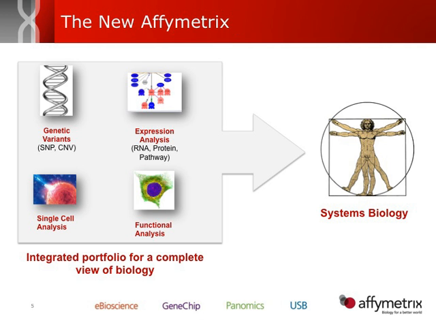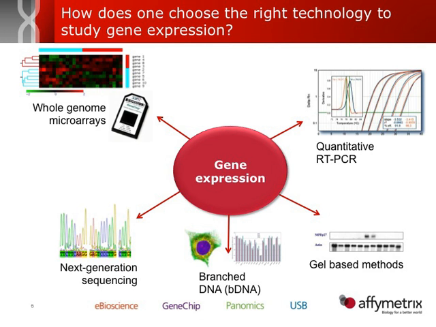So this is just a quick snapshot about the new Affymetrix. I'm not going to spend too much time on this, but I wanted to just introduce you to what Affymetrix is today. Affymetrix is a complete company encompassing DNA and RNA profiling and expression, and also further down the line to single-cell validation and functional analysis. And beyond that, we also generate our own reagents and assay kits to support our workflows. So it's really an integrated portfolio for a complete view of systems biology. But today we're going to focus specifically on gene expression or gene profiling.